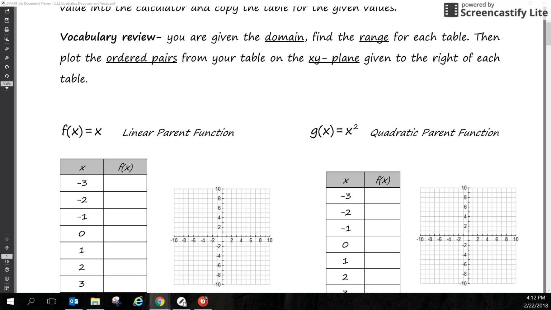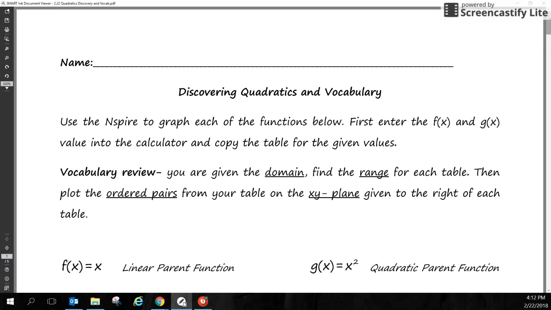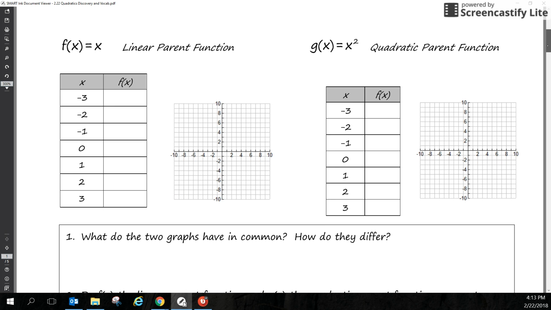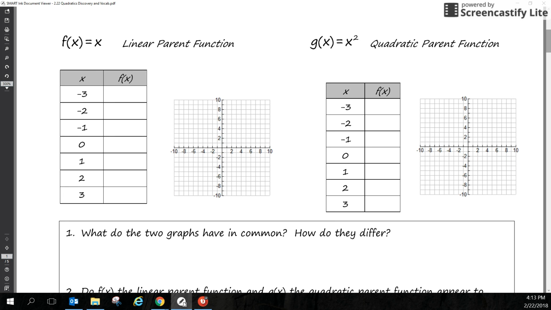Guys, today we are doing the notes for February 22nd. This is discovering quadratics, so we're going to start cracking quadratics. Today we're learning all the vocabulary. Some vocabulary that you've already seen are domain and range, ordered pairs, and the xy plane. We're going to start off by graphing the linear parent function.